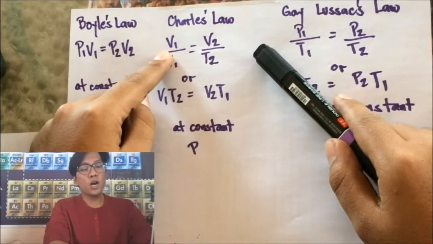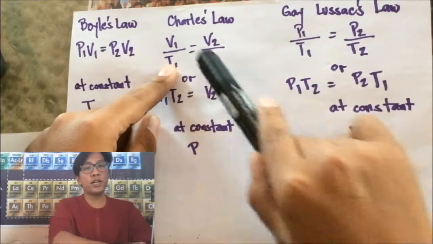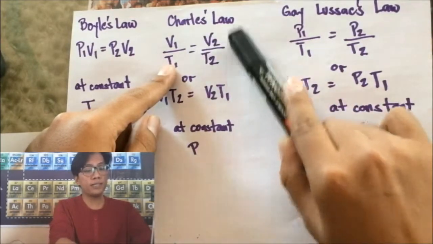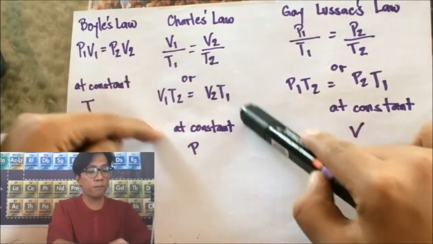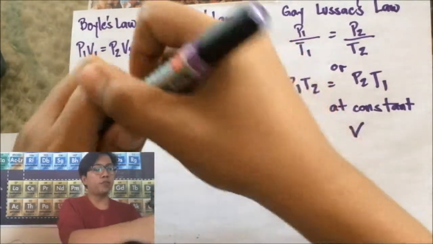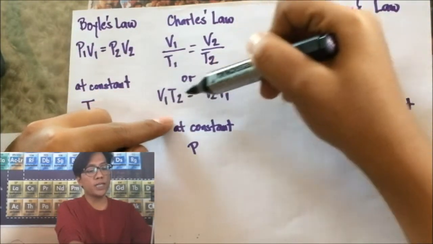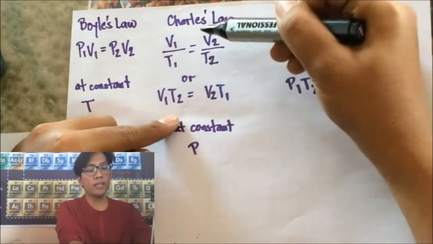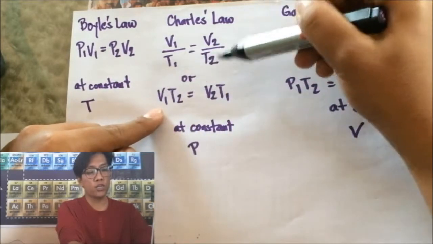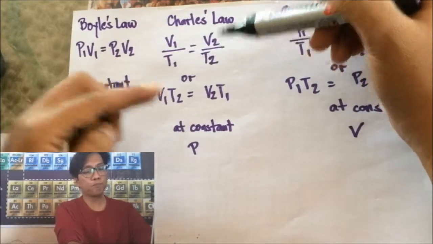Now for Charles' law, this is how we express the equation. The initial volume over the initial temperature is equivalent to the final volume over the final temperature. How did we derive from this? Basically, you just cross multiply this one. We have volume multiplied by T2, that's V1 T2, and T1 multiplied by V2 is V2 T1. So basically, if you use this formula and this formula, they are just the same.